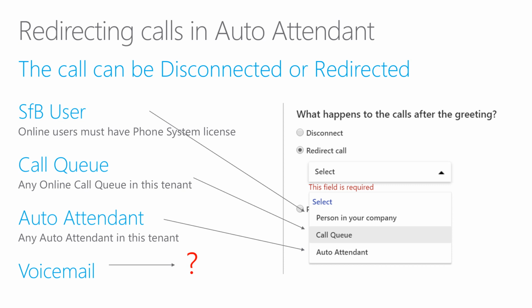So redirecting calls in auto attendant. How do we do this? You can either disconnect or redirect a call. If you redirect a call, you can redirect it to a Skype for Business user, which should be an online user with a phone system license, to either a different call queue, which can be an online call queue in this tenant, a different auto attendant, or you can redirect to voicemail.